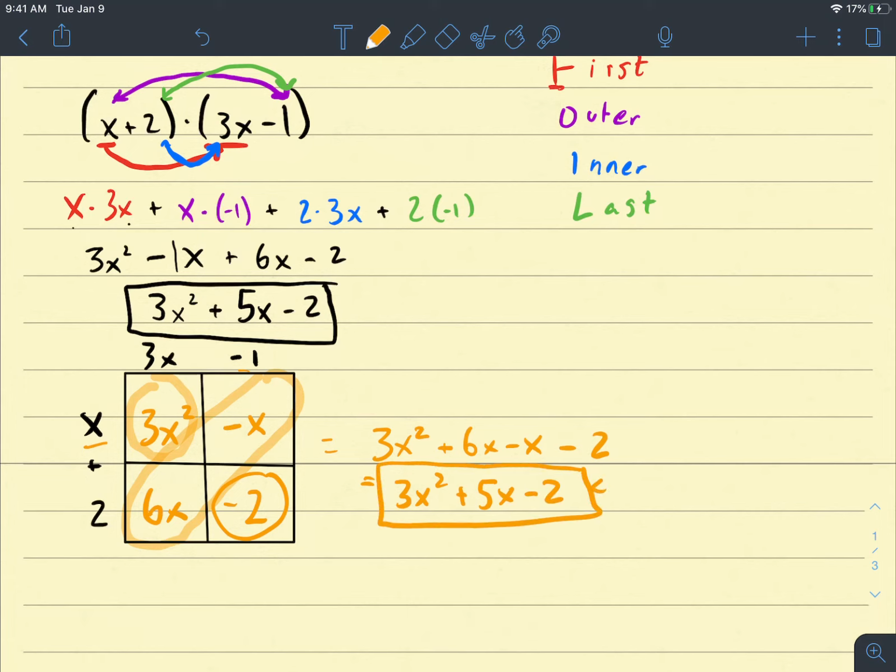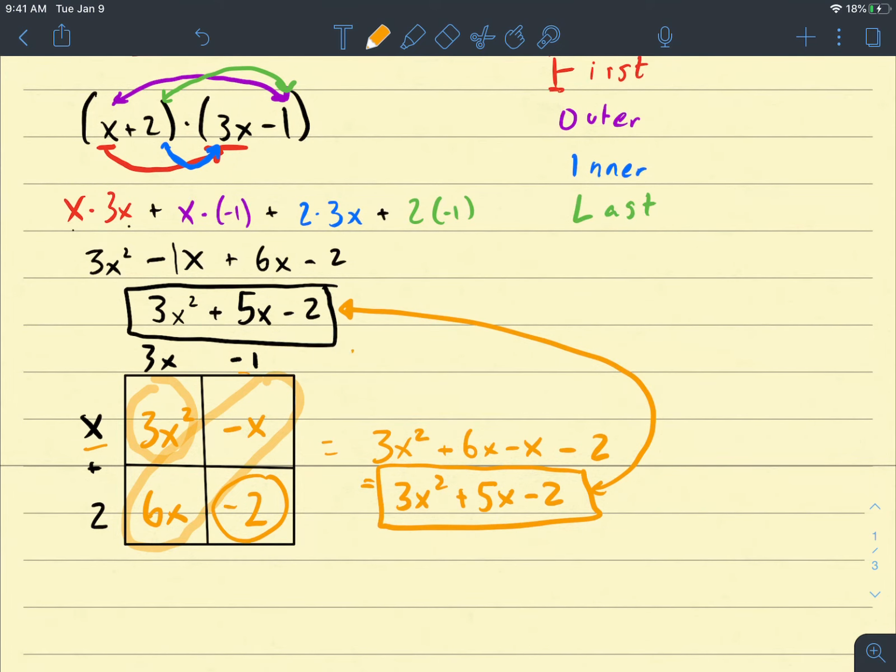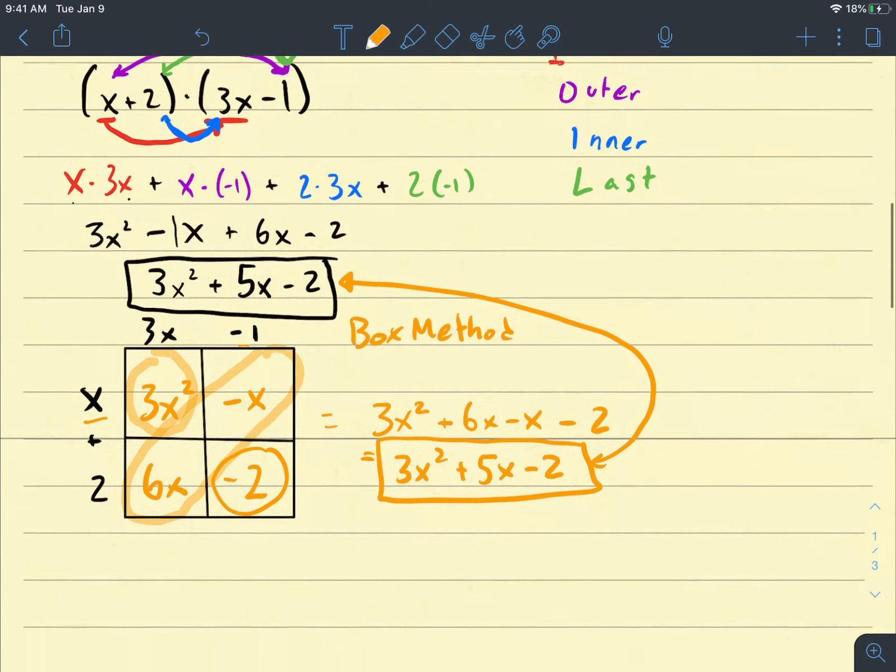And this answer is the same as this. Alright? That's the same method, alright? All the same. So remember, you're going to do first, outer, inner, last, or you can do the box method. Alright? They are both valid. And, that's about it. I'm going to show you guys another example.